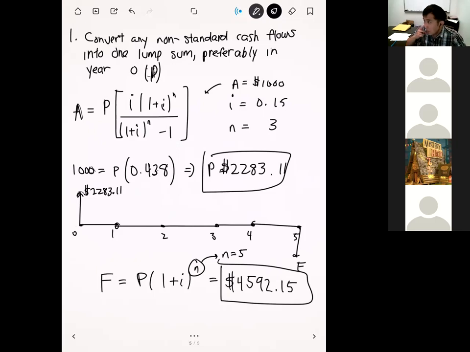Professor, just a quick question. Yep. So it's non-standard because there was a time gap? Yes. And so when you're comparing a uniform series and a future sum, then they both have to end at the same time in order for you to perform that conversion.